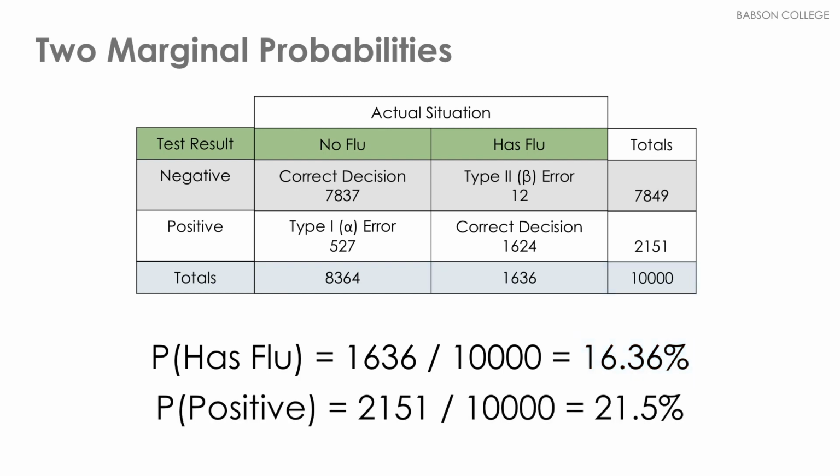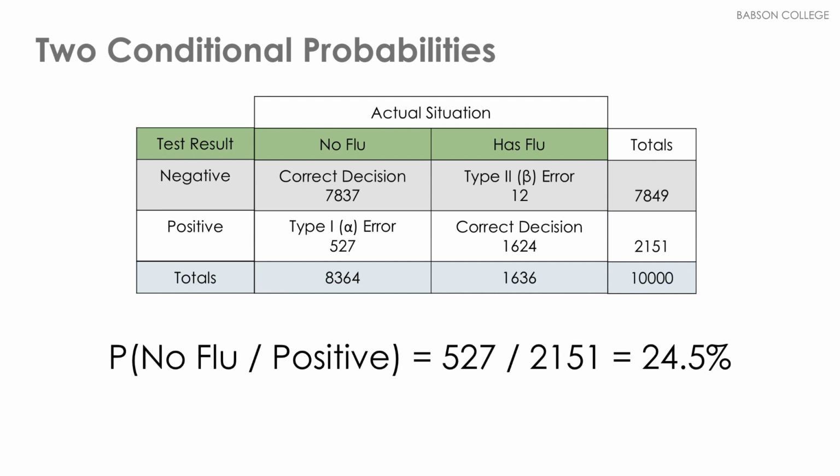The second is the probability that the test result comes back positive, which is 2,151 divided by 10,000, or 21.5%. This should make sense given that only 16% or so of the 10,000 people tested actually have the flu. And the company that made the test likely wanted to err on the side of caution, or in this case, a type 1 error or false positive result.